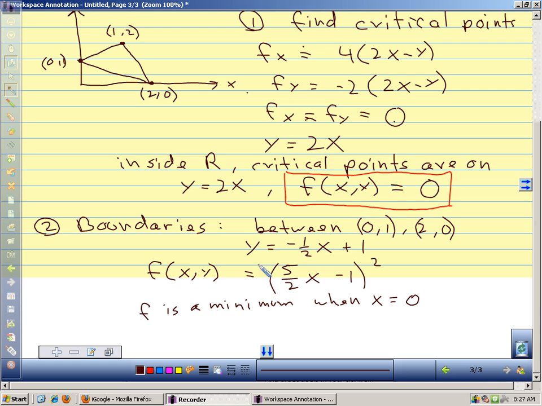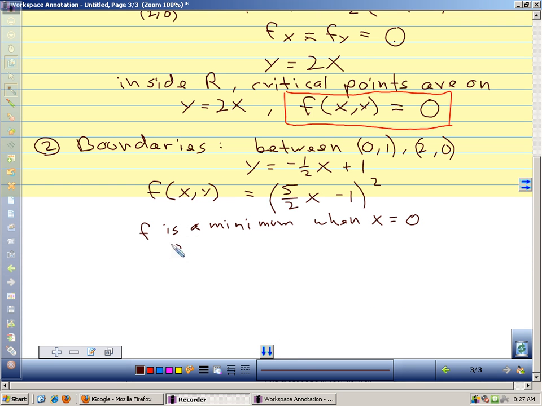So I'm just looking at this equation, looking at my values of x, and saying, well, when x is 0, this is going to be the smallest. f is a minimum when x is 0, and f of (0, 1): when x is 0, y is 1. f of (0, 1) equals 1. So there's an extreme value on that particular boundary.